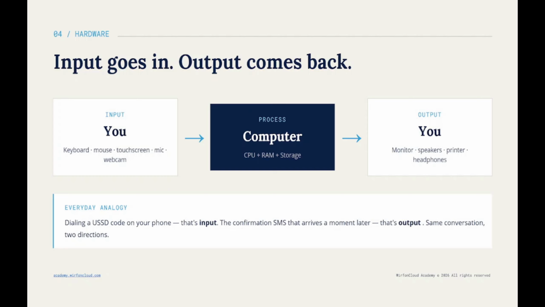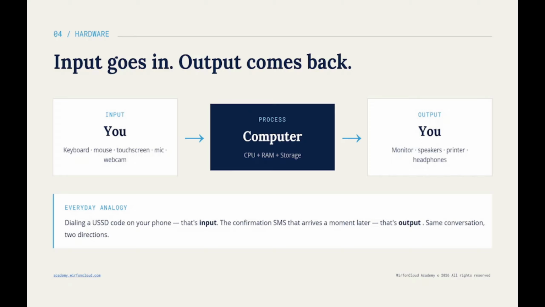Computers need to talk to the outside world. That's input and output devices. Input devices normally send information to the computer. The keyboard, the mouse, touchscreen, microphone, webcam, those are examples of input devices. Output devices send information back. The monitor, speakers, and printer are examples of output devices.